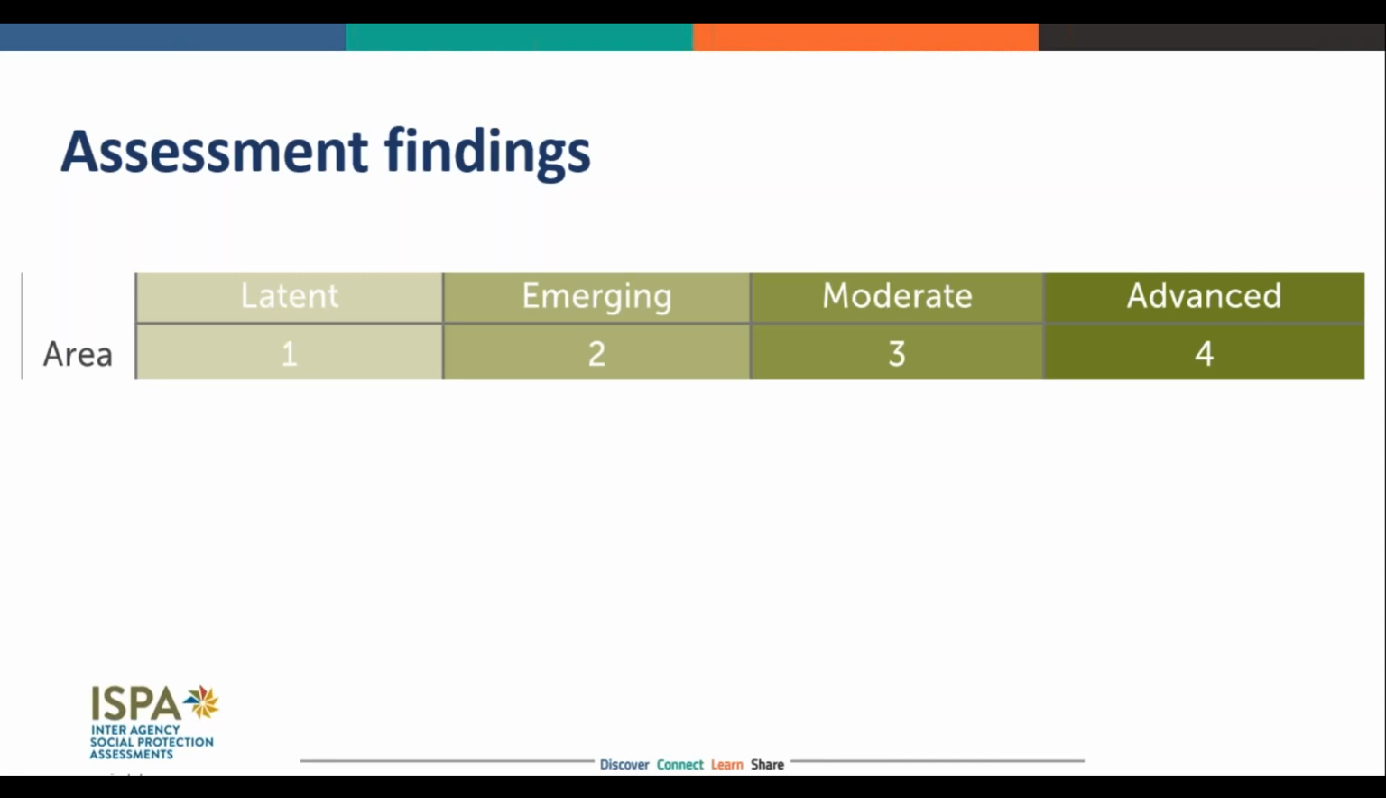What this means is that for each of the 3 criteria, accessibility, robustness, and integration, there is a 4-point score which explains what a latent payment delivery mechanism looks like, what an emerging payment delivery mechanism looks like, and through moderate and advanced systems, effectively allowing assessors to compare the standards across those 4-point scores with the situation in their particular payment delivery mechanism.